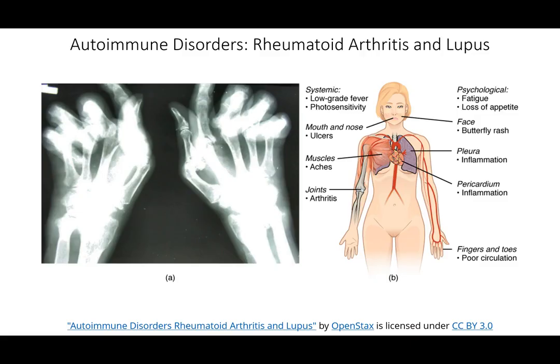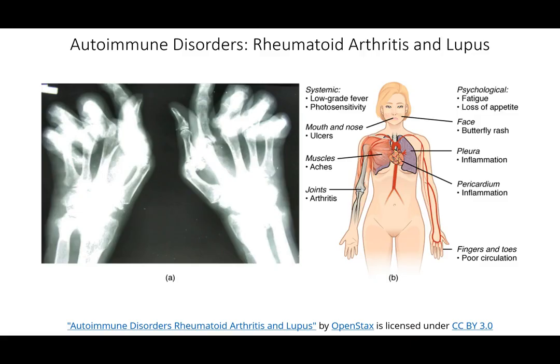So let's talk briefly about some autoimmune disorders. So like I said earlier, autoimmune disorders are when the immune system starts attacking our own body, normal tissues found in our body that it should not be attacking. We're not really clear yet on exactly how or why this happens. It seems like environmental triggers are a big component of this.